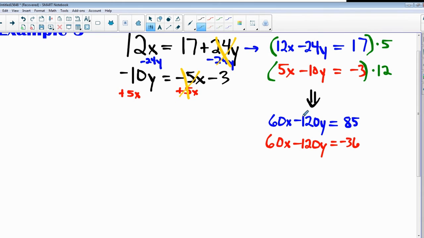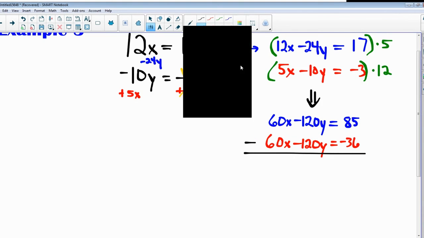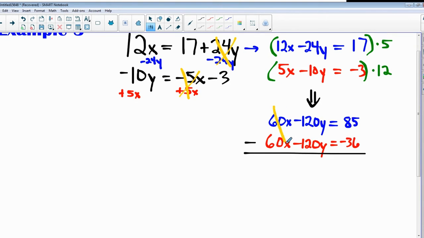All right, well, let's say we didn't notice that. We would just keep doing what we know to do. They're the same signs, we would subtract. 60 minus 60 cancels, right? It's 0. So that goes. But negative 120 minus negative 120 also cancels. So these both cancel. All right. So you could think of it as 0x plus 0y. But 0x and 0y are both 0 themselves. And if you add 0 with 0, you just get 0.